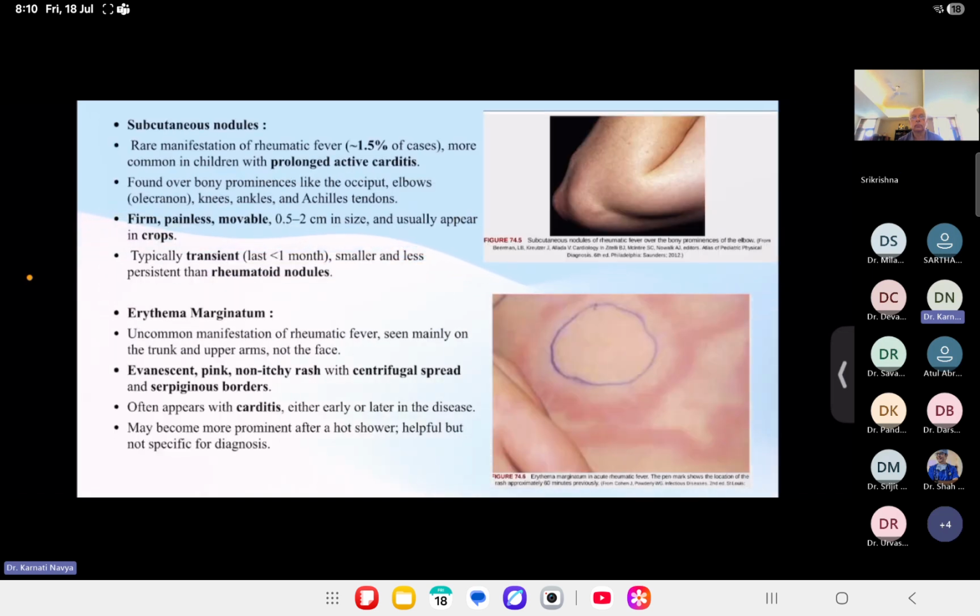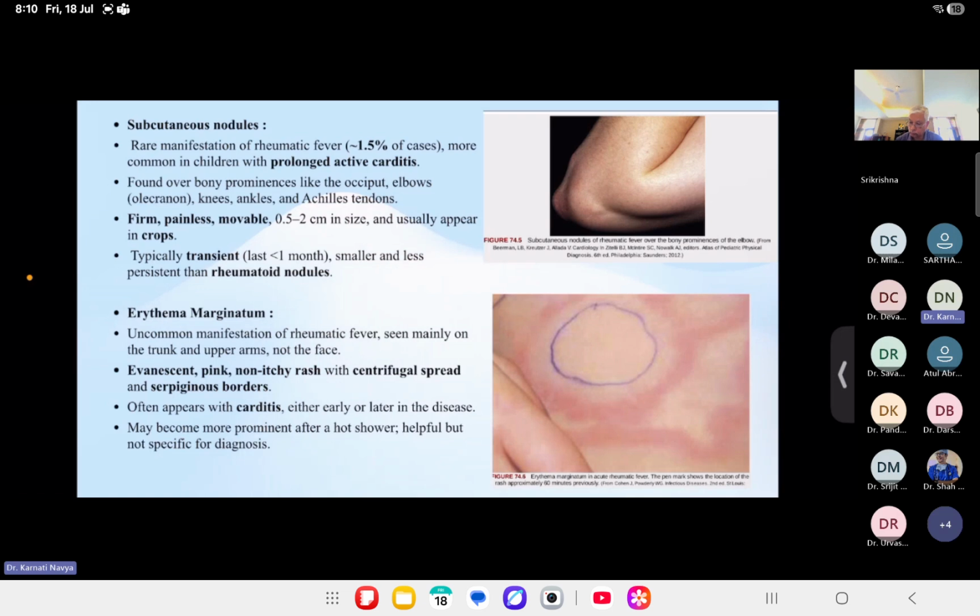Subcutaneous nodules are a rare manifestation of rheumatic fever, occurring in only 1.5% of cases, and are more common in children and with prolonged active carditis. They are found over bony prominences like the occiput, elbows, olecranon, knee, ankles, and Achilles tendon. They are firm, painless, movable, 0.5 to 2 centimeters in size, and usually appear in crops. They are typically transient, lasting less than 1 month, and smaller and less persistent than rheumatoid nodules.